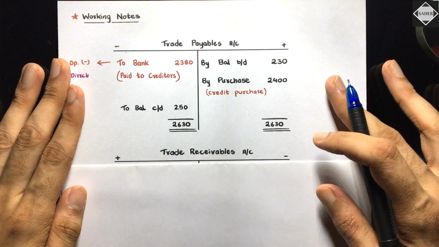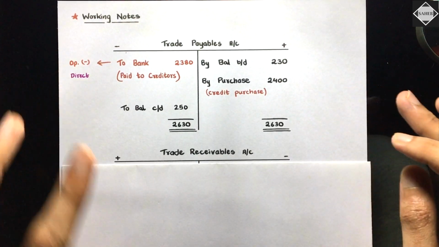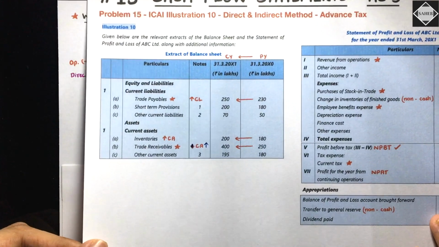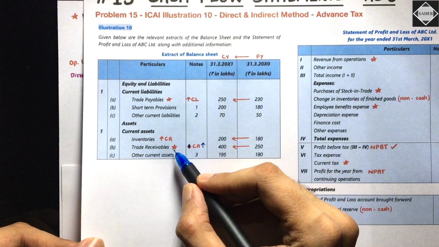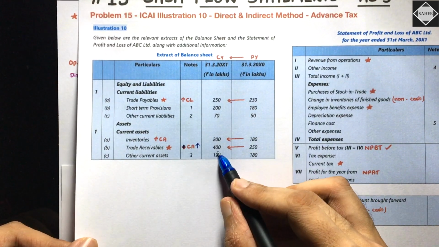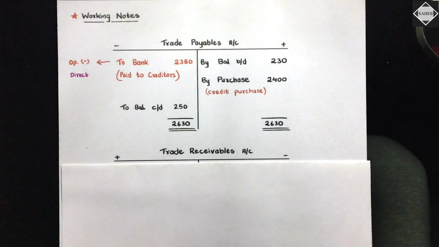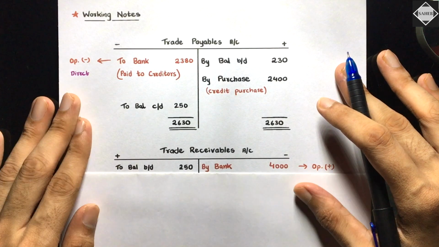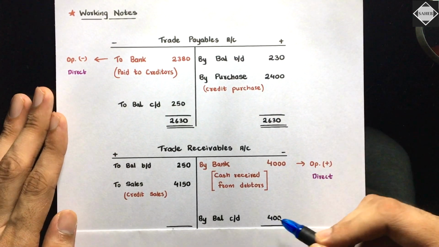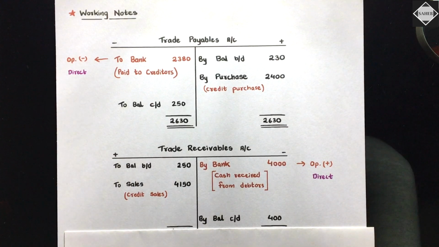Trade receivables account, which is an asset account. Opening balance on the debit side, closing balance on the credit side. Why am I doing trade receivables? See here, the next star is on trade receivables. Yes. So see here, 250 is the opening balance and 400 is the closing balance. So 250 opening, to balance b/d, and 400 is the closing balance. Is it clear? Simple. Now, here also the same logic.